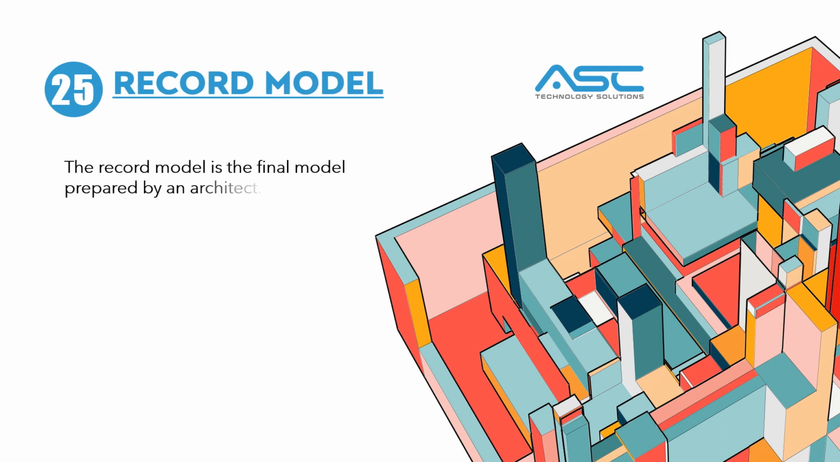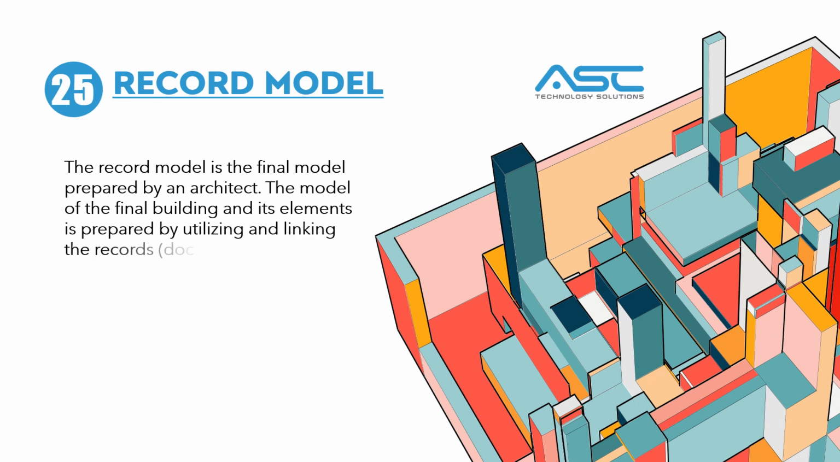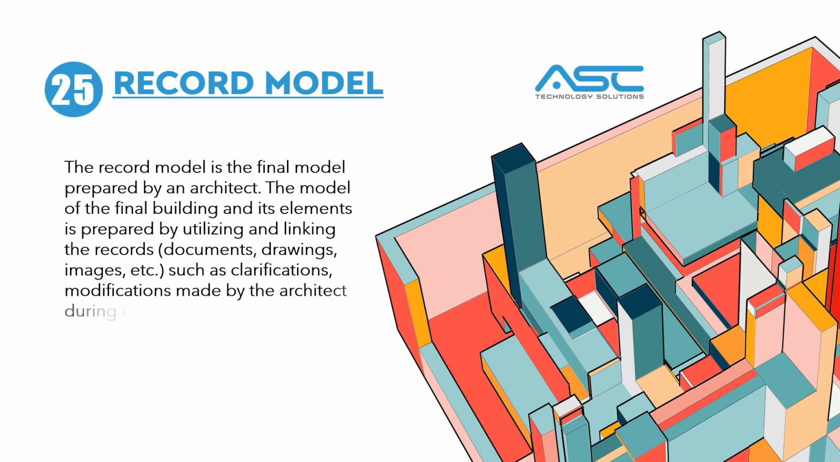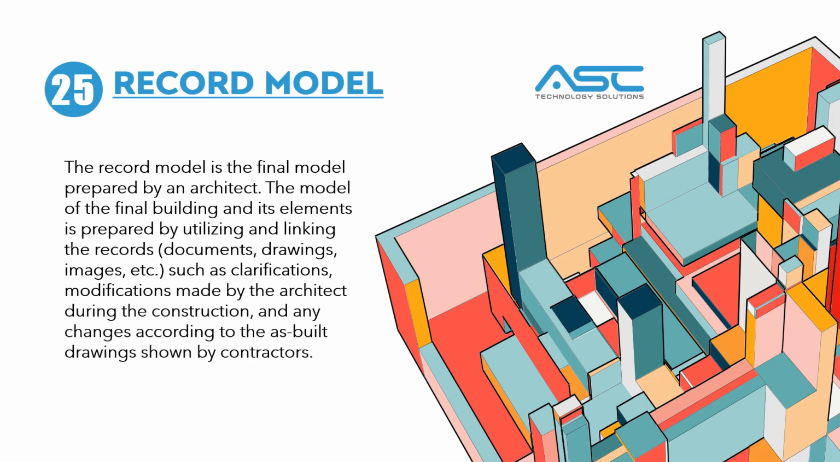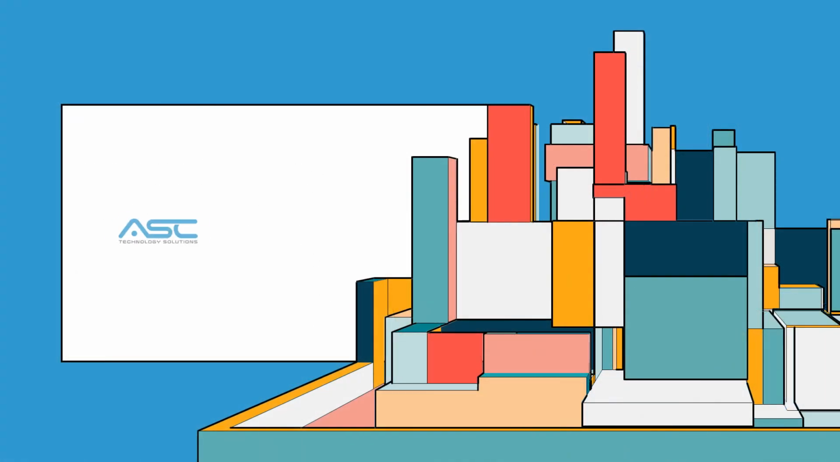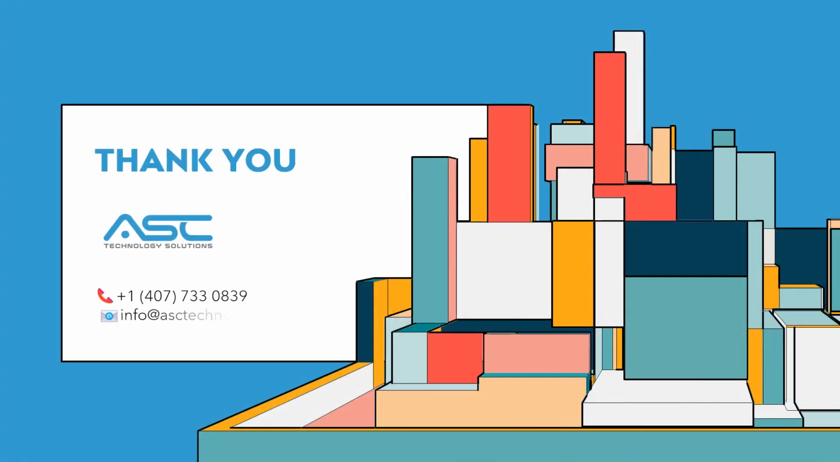25. Record Model. The record model is the final model prepared by an architect. The model of the final building and its elements is prepared by utilizing and linking the records, documents, drawings, images, etc., such as clarifications and modifications made by the architect during the construction, and any changes according to the as-built drawings shown by contractors.